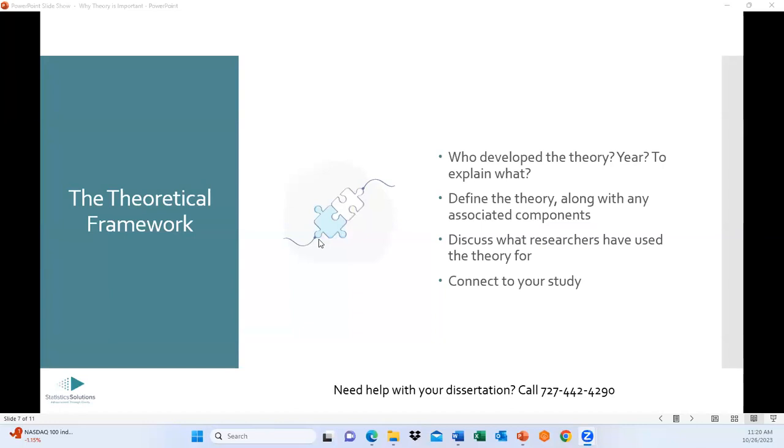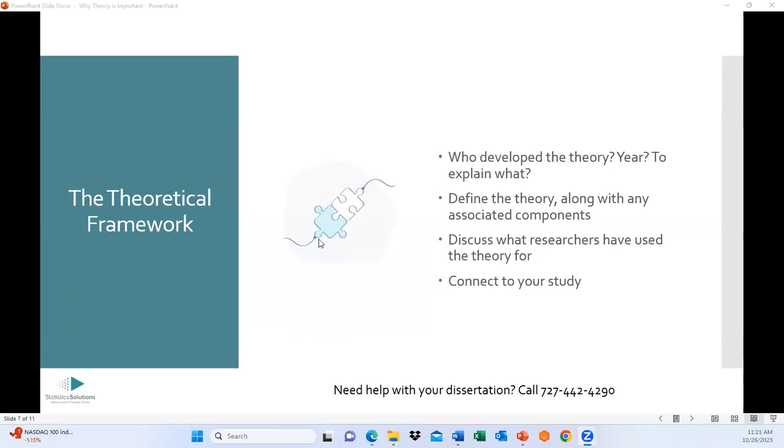Define the theory. This is real important. Define the theory along with any associated components. So like we mentioned, that motivational theory has internal factors and external factors. You're going to want to define the theory, but you're also going to want to define the components that are associated with the theory. So internal factors, what does that mean? What are they? External factors, what does that mean? So define the theory, excuse me, and any components that it has, because usually they have components.